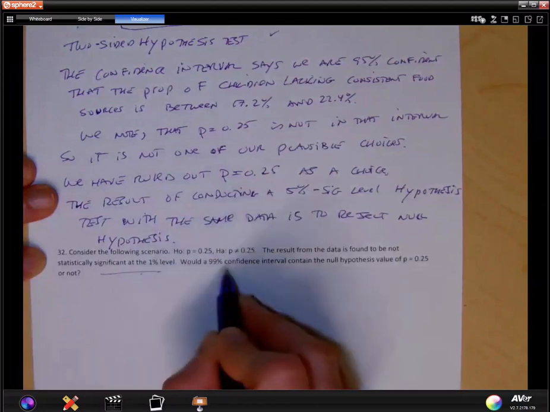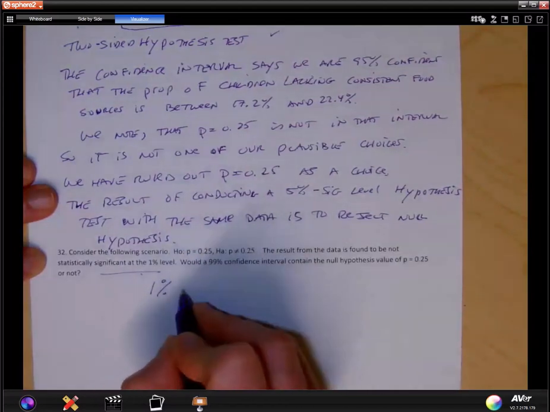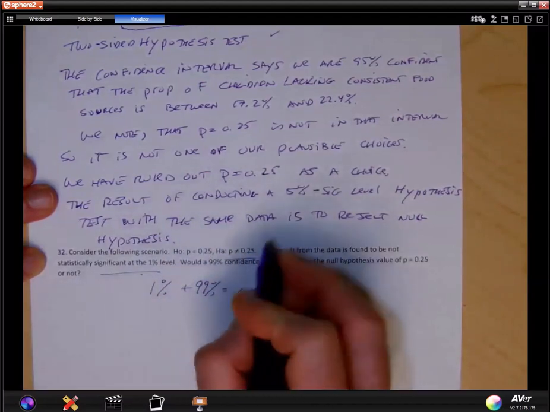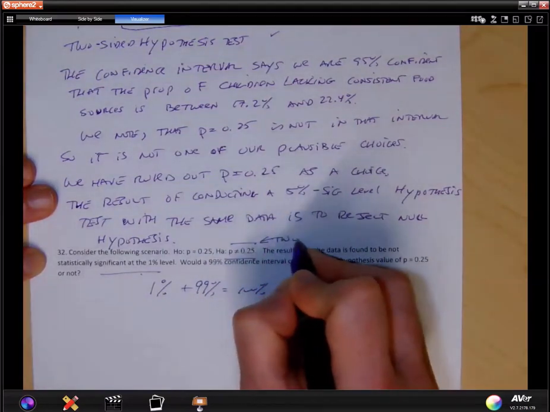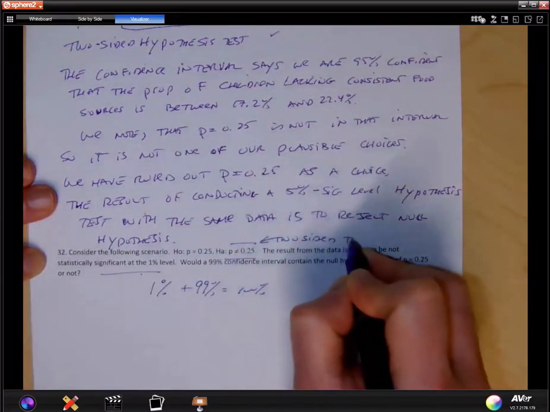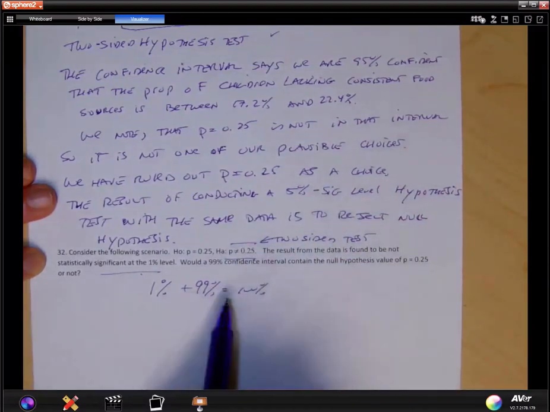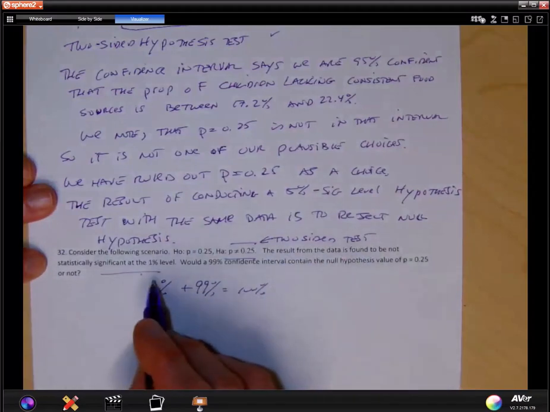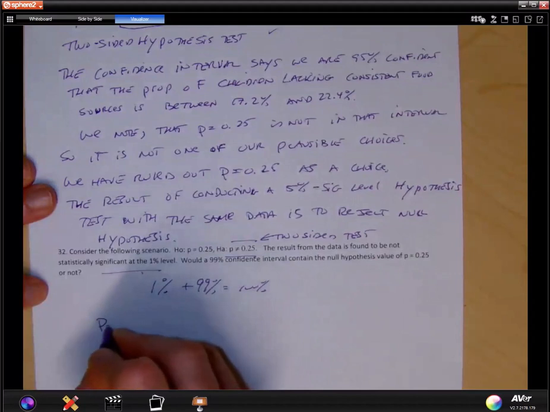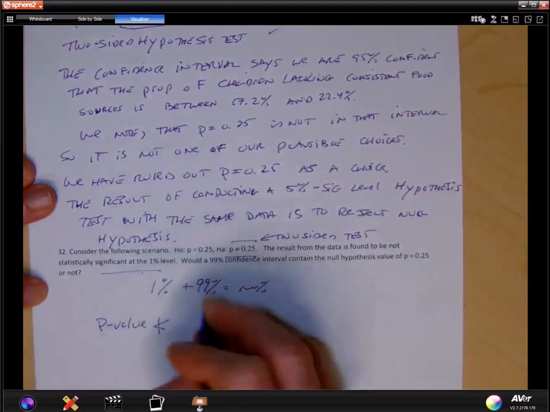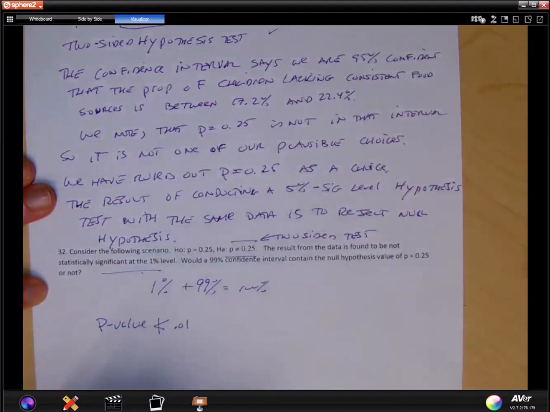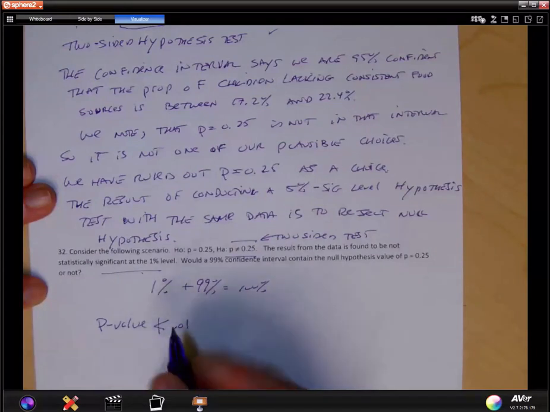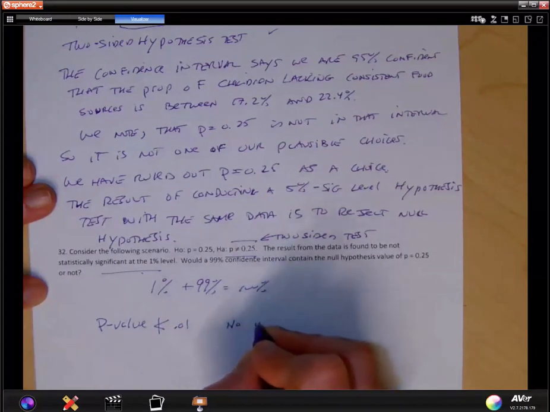We're doing a 99%, and again, verify that 1% plus 99% equals 100%. So they're complementary. Again, this is a two-sided test. Perfect. Now we can compare the two. We found the result from the data to be not statistically significant at the 1% level. What does that mean? The p-value is not less than 0.01. Would a 99% confidence interval contain the null hypothesis of 0.25? The answer is no, it would not.